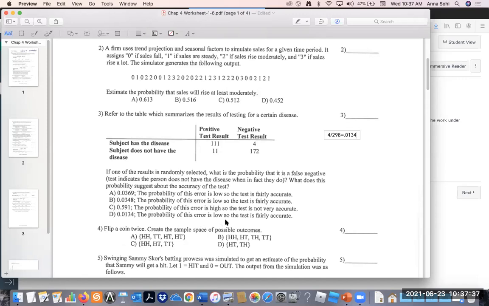The probability of the error is low and the test is fairly accurate. So if the probability of false negative and false positive is low, that means the test is pretty trustable. I mean, you cannot get any test that is 100% valid. So if they are doing any drug test or any disease test and the false negative or false positive has a low probability, then that test is trustable. Okay, any questions?